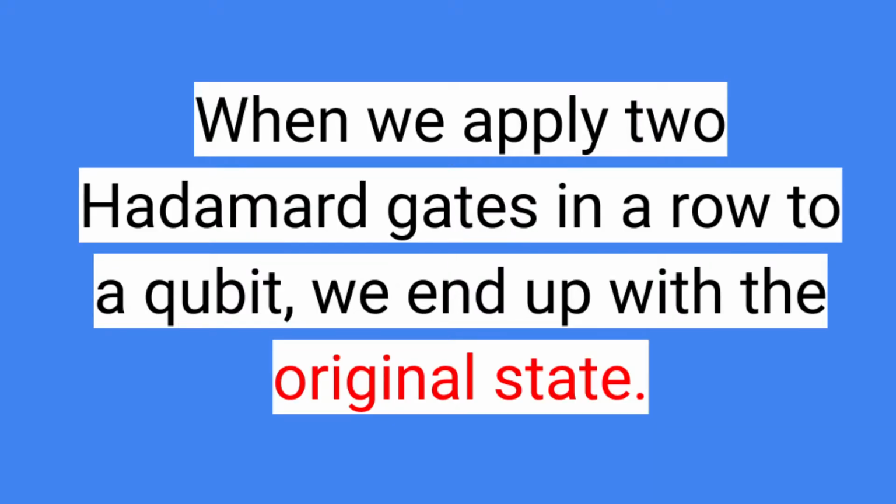One final thing about the Hadamard gate is that when we apply 2 Hadamard gates in a row to a qubit, we end up with the initial state. So for example, if we started out with the 0 state and then we applied a Hadamard gate to it, we'd end up with the plus state. And then if we applied a Hadamard gate to the plus state, then we'd end up back with the 0 state. And this is the same thing if we start in state 1. If we start in state 1, then after applying a Hadamard gate, we'll be in the minus state. And then after applying another Hadamard gate to the minus state, we'll end up back in the 1 state.